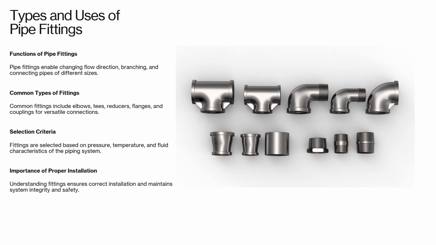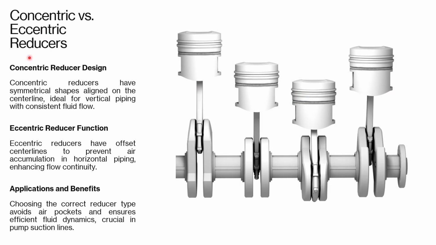Moving on to the next slide. So what are concentric and eccentric reducers? I hope you would have definitely heard both of these quite often. A concentric reducer has a symmetrical shape in which both ends are aligned with the same center line. So the diameters are different, but the center line is the same. It is ideal for vertical piping systems when we want to connect two pipes vertically, and where the fluid flow is consistent.